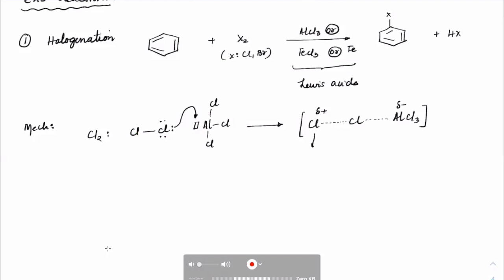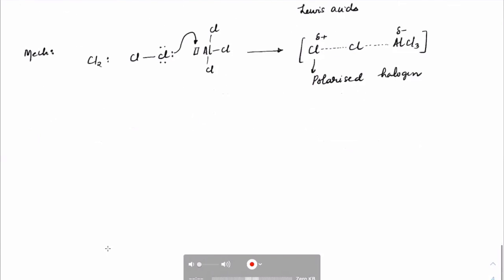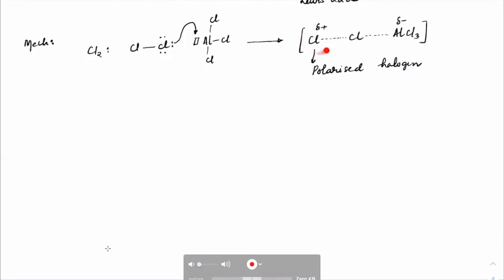So now we get a polarized halogen. As you can see, the minute a polarized halogen is present, benzene will try to attack it because it has an electron cloud on it. So Cl connected to Cl connected to AlCl3 with delta negative, delta positive. This bond will connect here. And that first electrophilic substitution itself is the slow step.